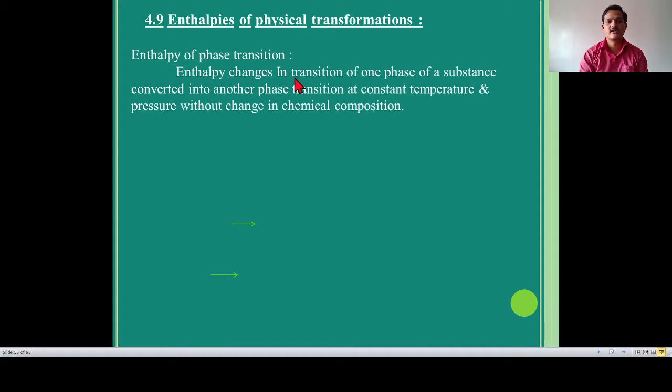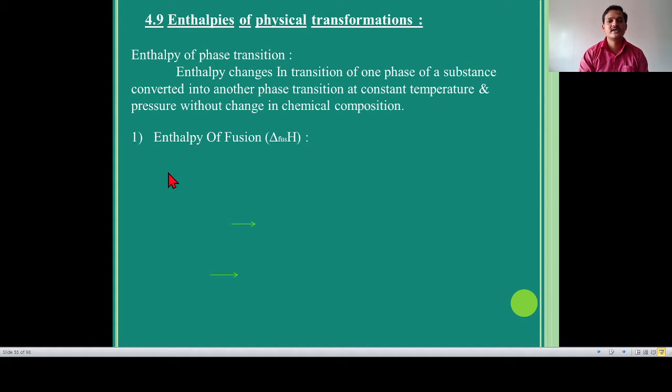The enthalpy change in transition of one phase of a substance converted into another phase at constant temperature and pressure without change in chemical composition is called enthalpy of phase transition. It means the enthalpy changes when one phase of a substance is converted into another phase, for example a solid is converted into liquid or a solid is converted into gas, at constant temperature and pressure without change in chemical composition.